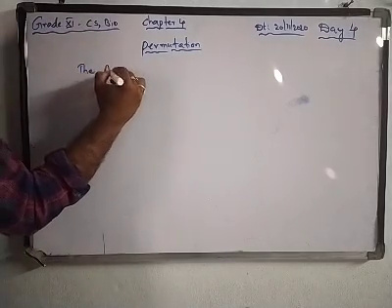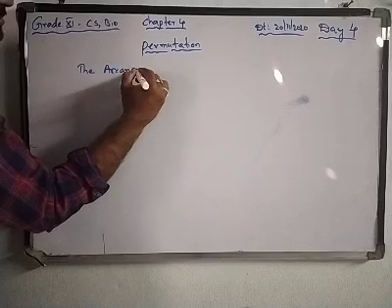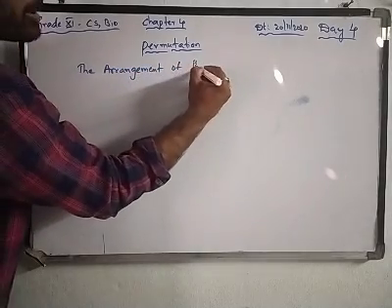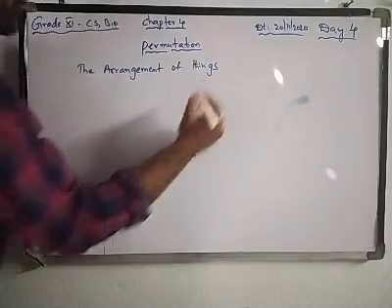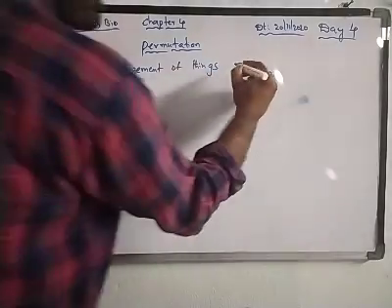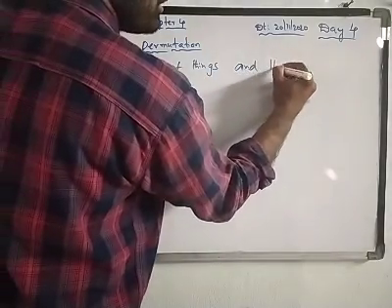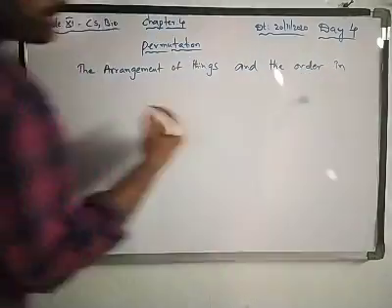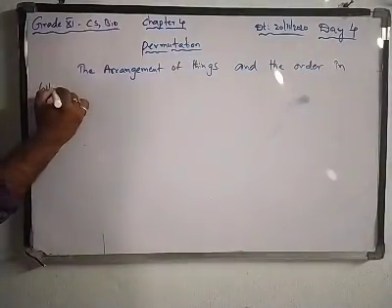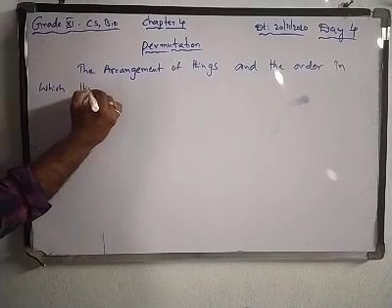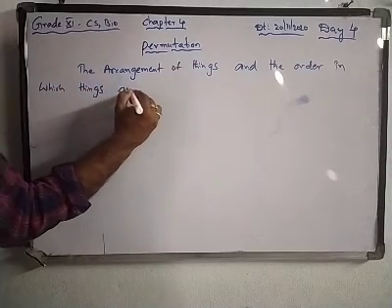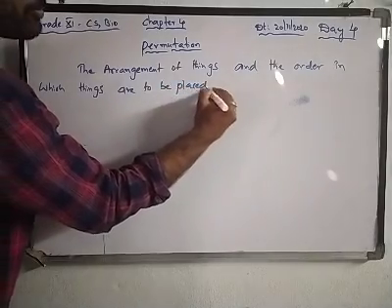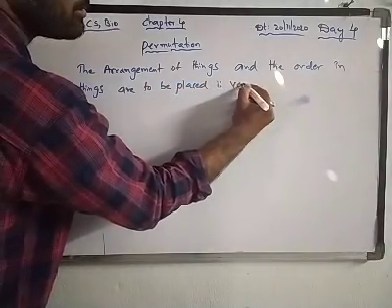So permutation is the arrangement of things, and the order in which things are to be placed is very important.